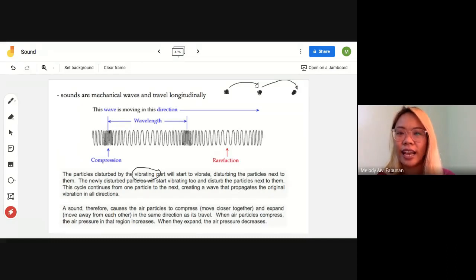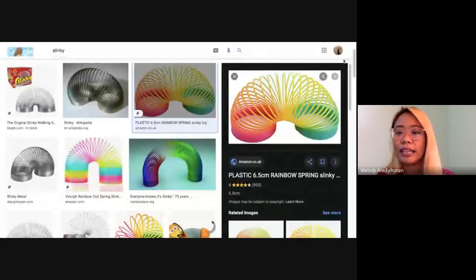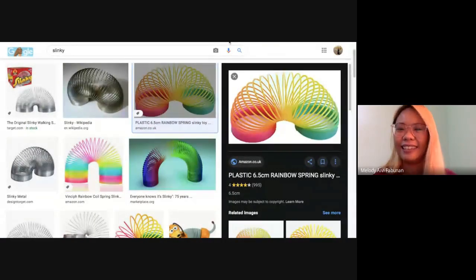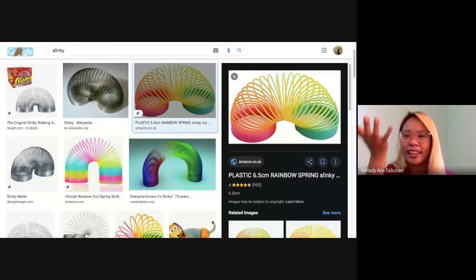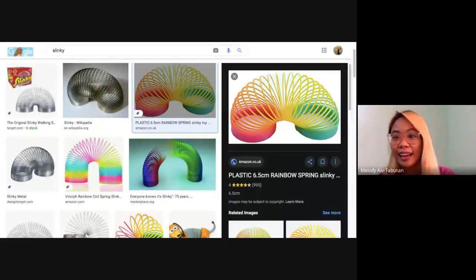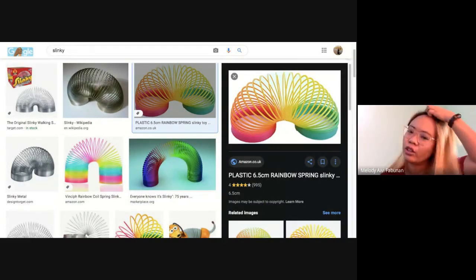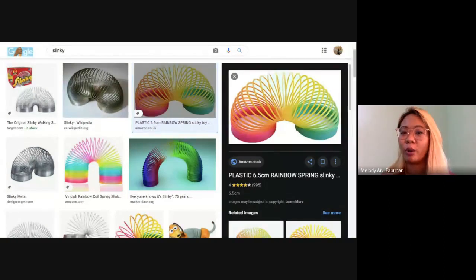Ayan, so si Jared ay nagtaas ng kamay. Sige, i-share ko. This is what a slinky looks like. Laruan siya usually ng mga bata. Okay, and alam ko nilalaro-laro nyo yan or papababain nyo dun sa hagdan, di ba? A slinky is a very good example of a sound wave propagating.